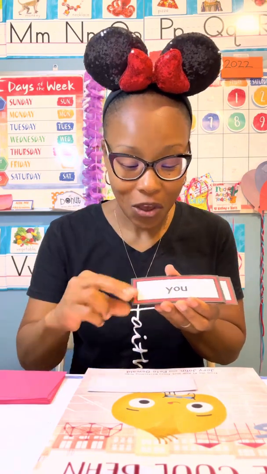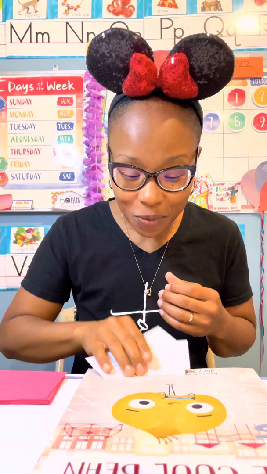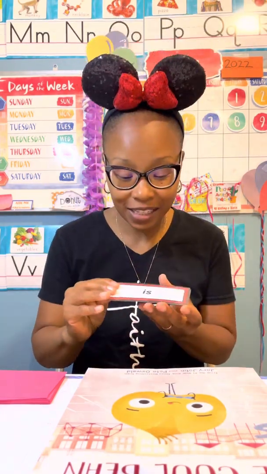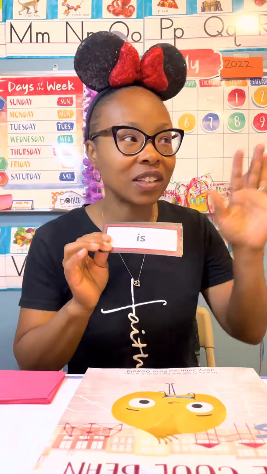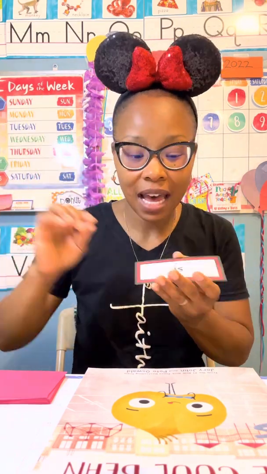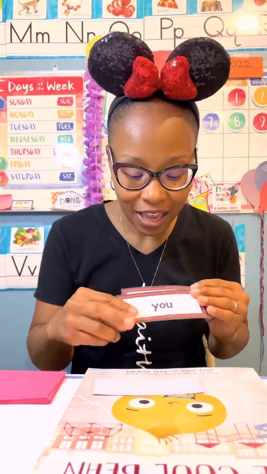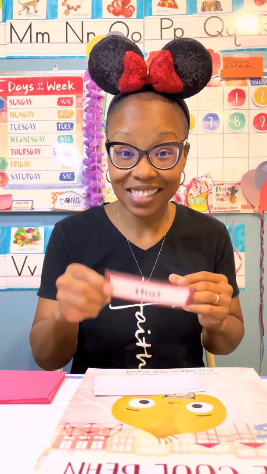Is, you, that. Those are words I want you to practice using in a sentence just like I did, as well as when you're reading your books or listening to a story, or if you're in the car and you're looking at signs, like on buildings or street signs. Look for these words. Look for different signs. Look for them everywhere. Is, you, that. All right?